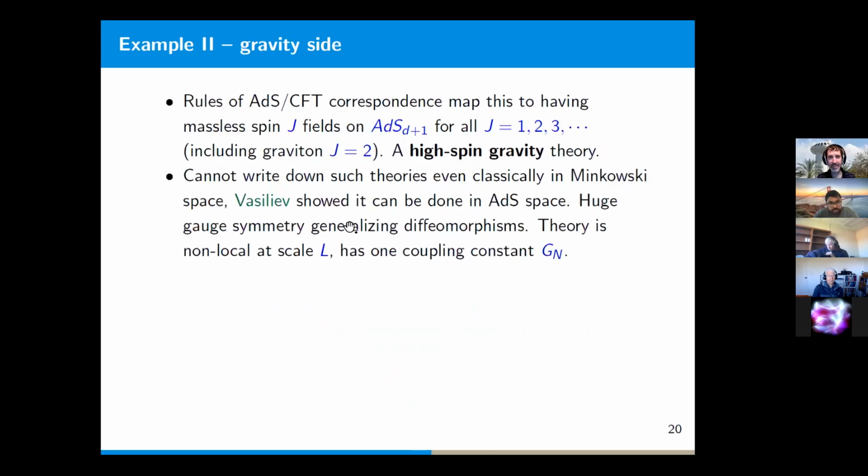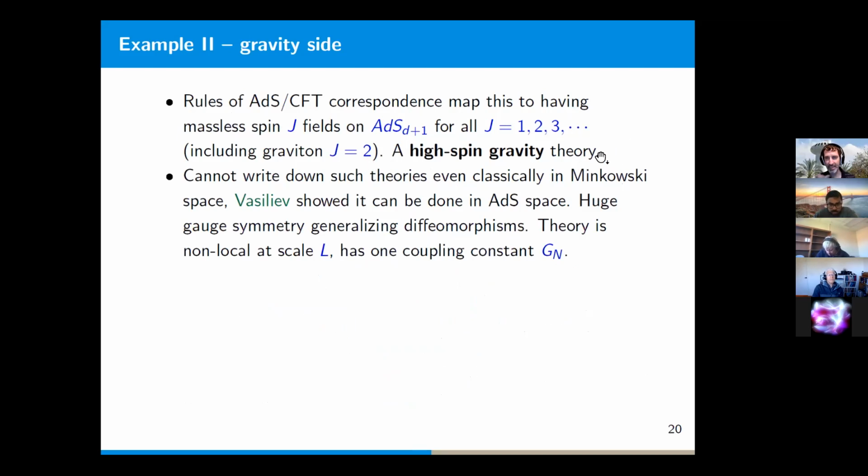Now, the rules of the CFT/AdS correspondence tell us that whenever we have conserved spin J, what are called single trace operators of this type in the conformal field theory, then those should map to having massless spin J fields living on d+1 dimensional anti-de Sitter space. So we should have on the gravity side a theory that has these massless high spin fields for all spins. So that includes the graviton, but also high spin states. So theories of this type are called high spin gravity theories.